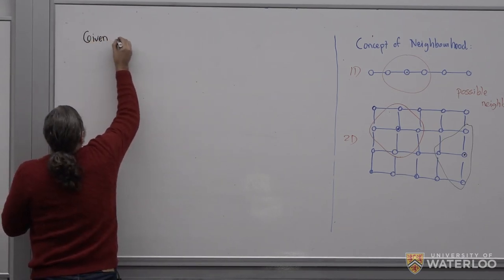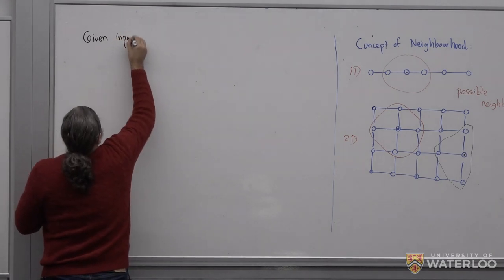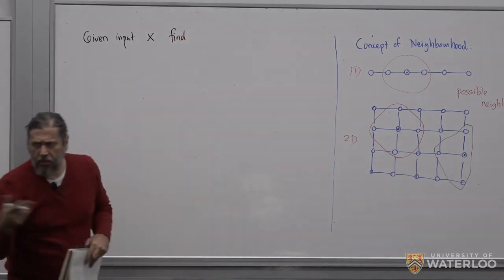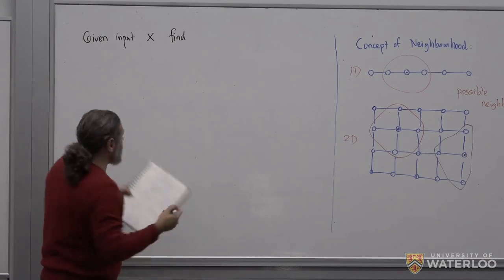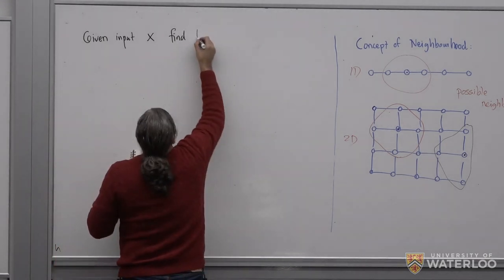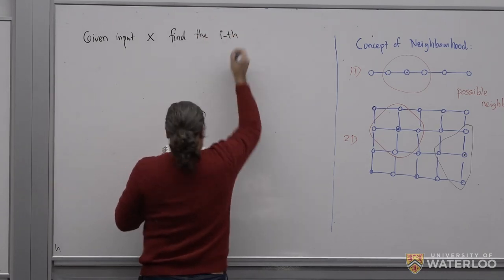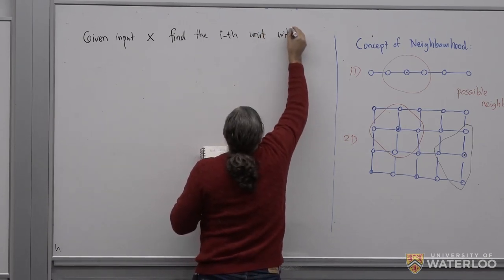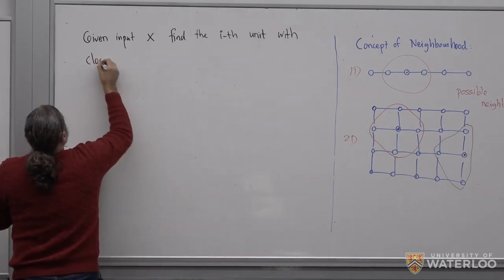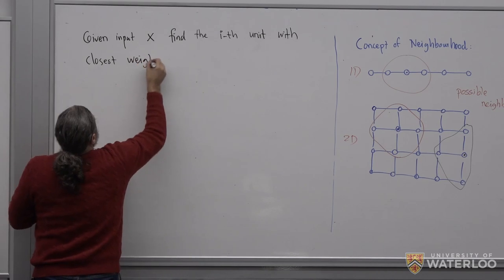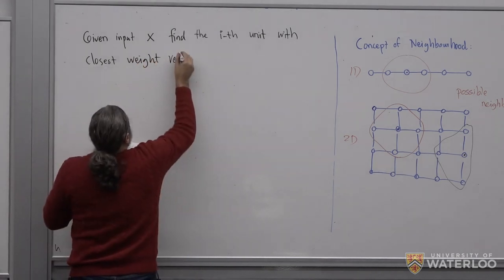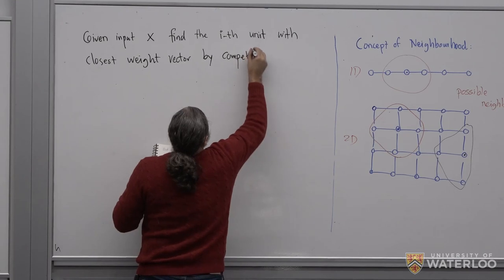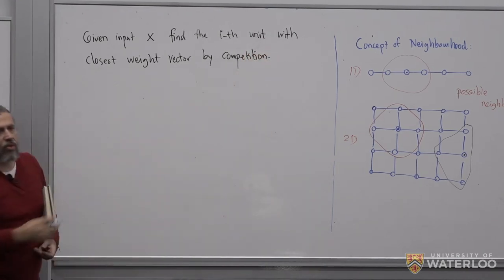Now I want to formulate that. Given input x, where x could be a vector or a matrix, I don't want to go into detail, depending on what the data is. Find the ith neuron or unit with the closest weight vector by competition. So that's what SOM tries to do.